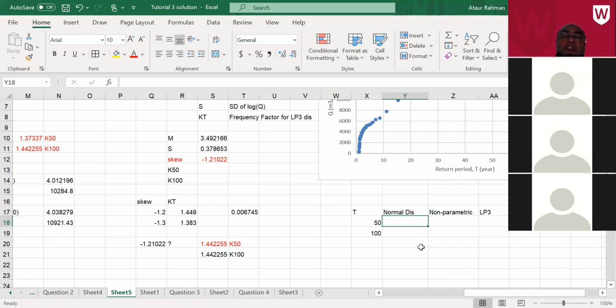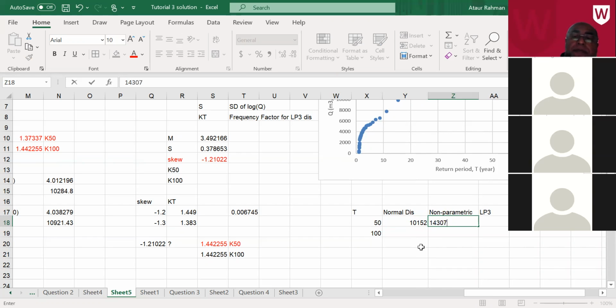Okay, so what are the values we got according to normal distribution for the 50-year return period? Anybody can recall? We got 10152. And in non-parametric, depending on the methods we have used, say I take 14307. And for LP3, how much did we get?